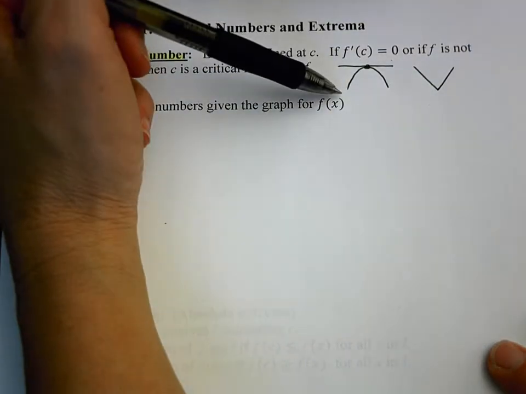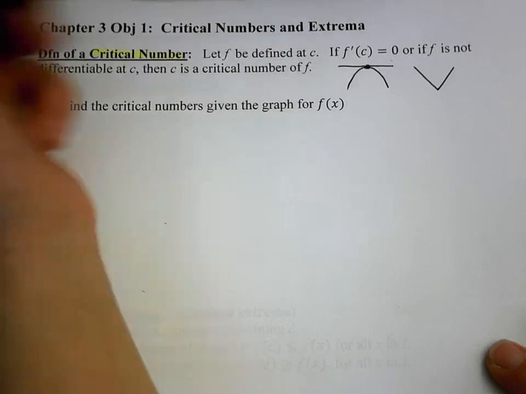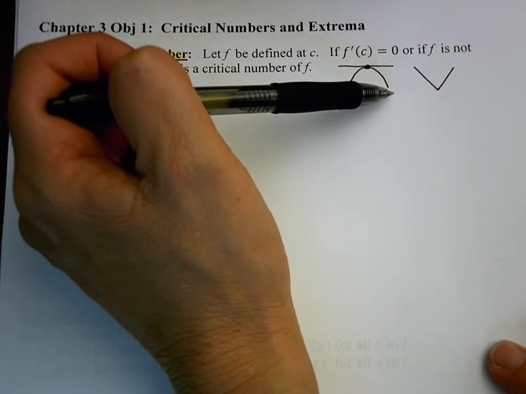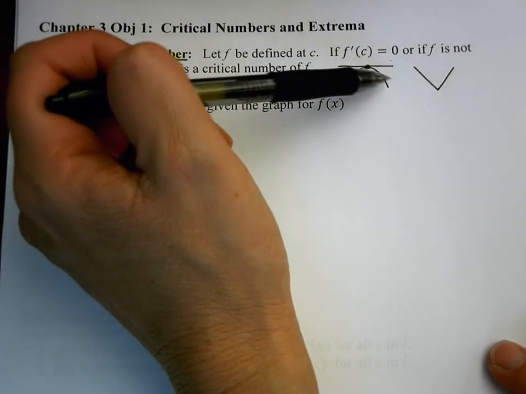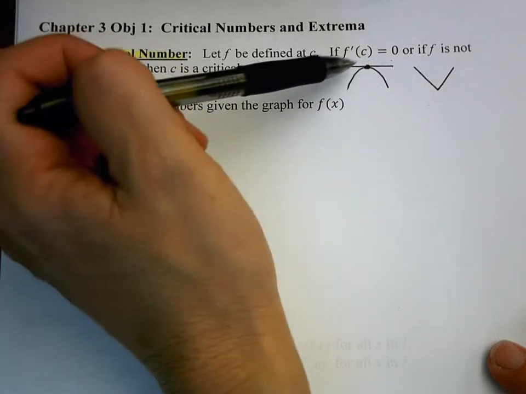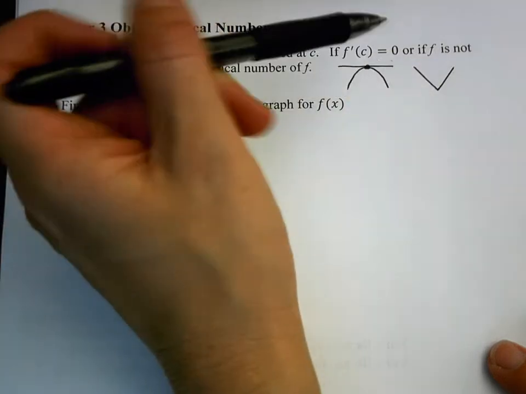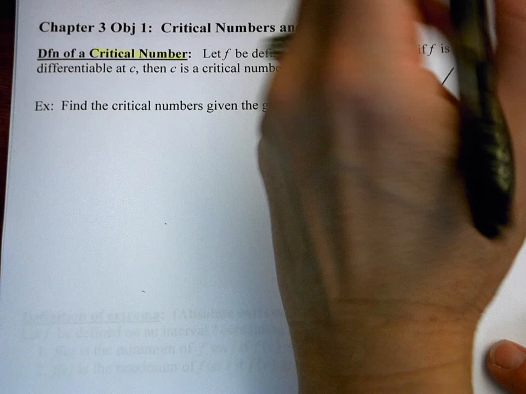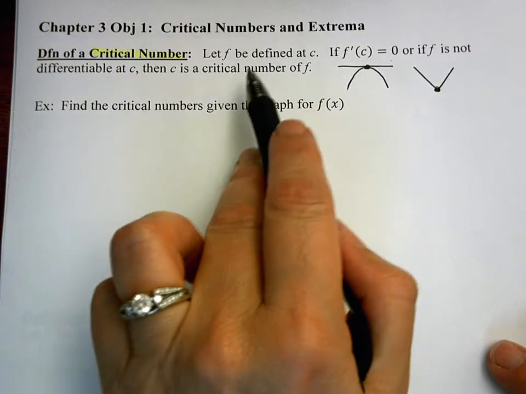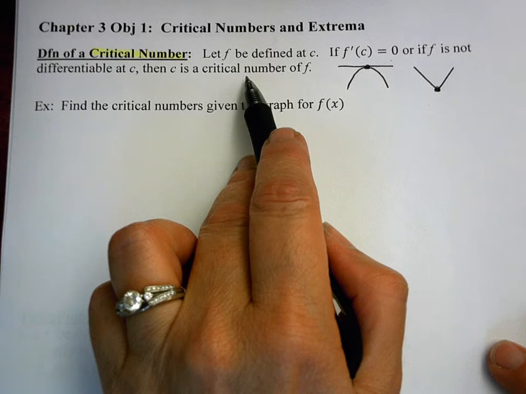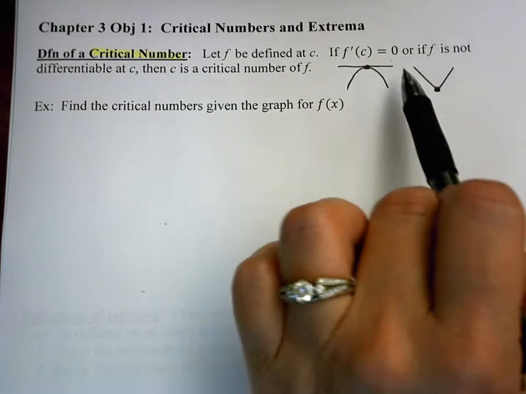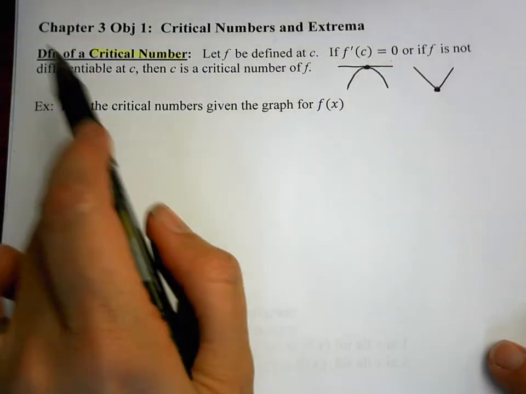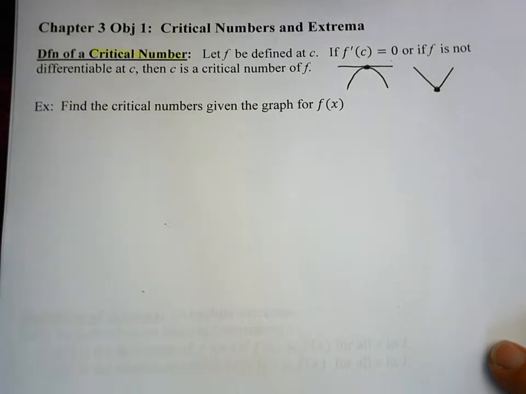Whereas on this one, the limit from the left is flattening out, going to 0. A smooth transition, right? The slope is changing. It's becoming less steep until it hits 0. Versus here it's not, so this would be not differentiable. But even though it's not differentiable, it's still considered a critical number. Why? Because that's the definition: the slope is 0, or the function is not differentiable.